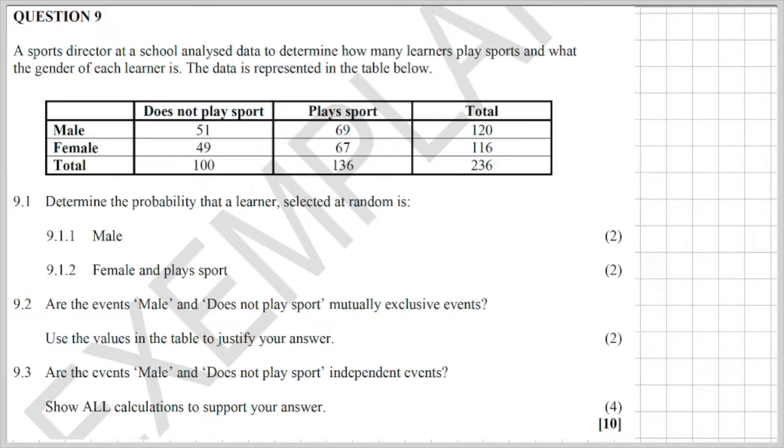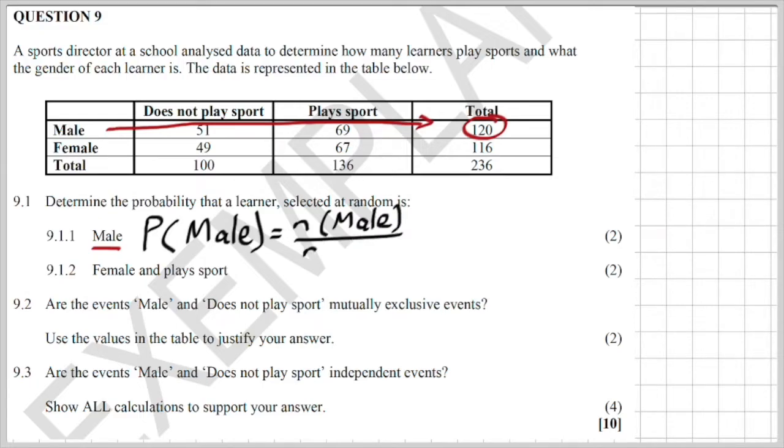Determine the probability that a learner selected at random is a male. Remember, we're looking at everyone. So how many males are there? What I love to see is start at males, and does it stop anywhere? No. It says just males, so it goes through to total. I love to pull a line straight through. There's nothing stopping me, so I'm going to go right to the end. 120. So my probability of males is how many males are there divided by the sample space, the number of people in my sample space.